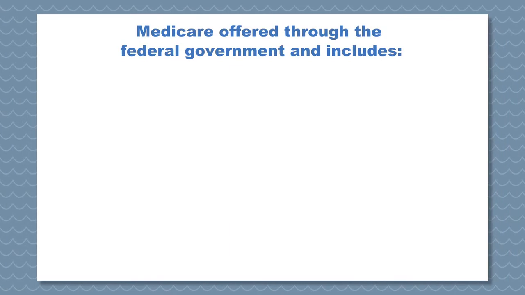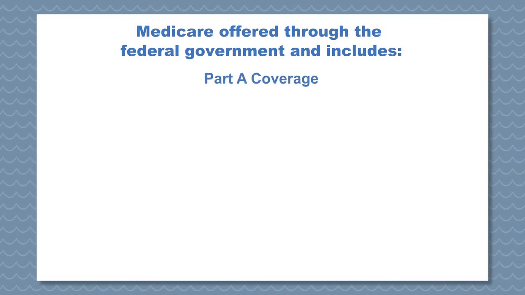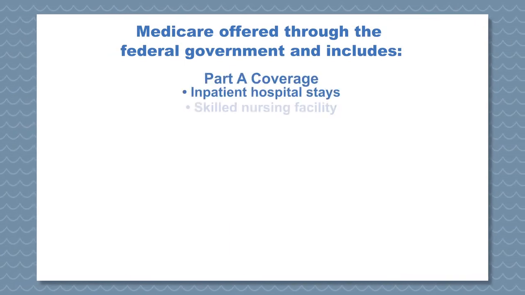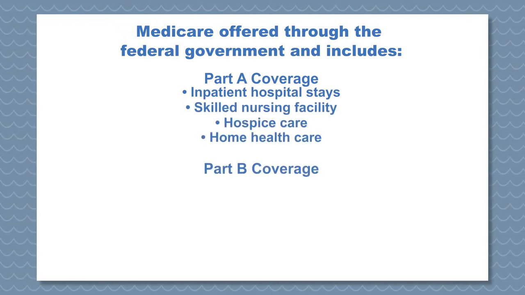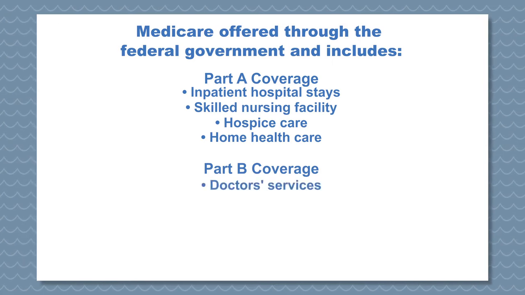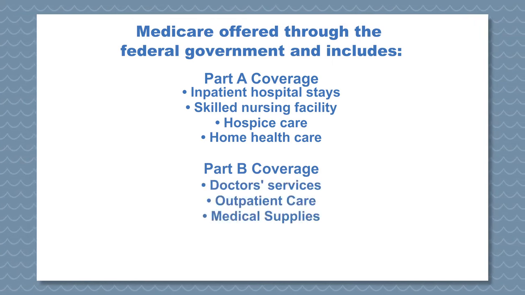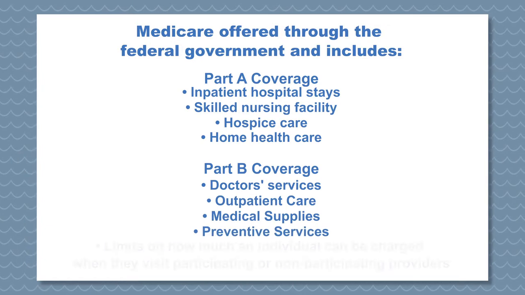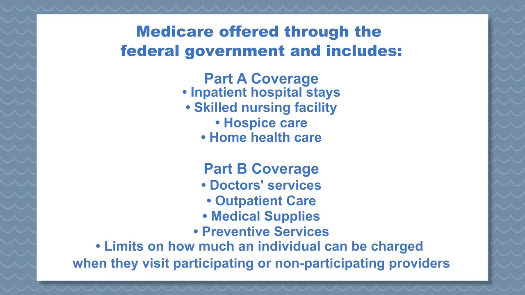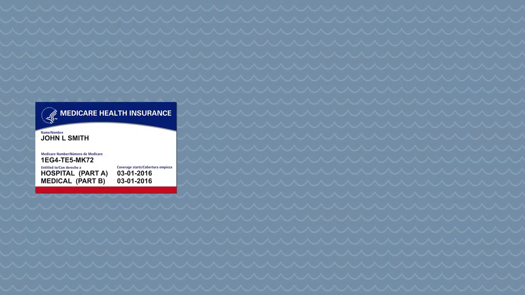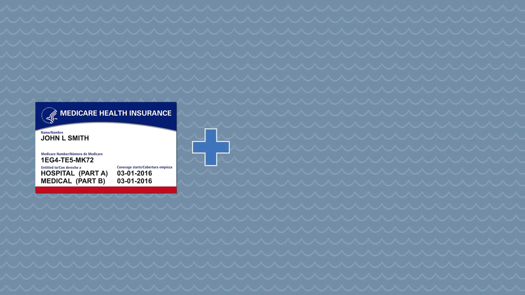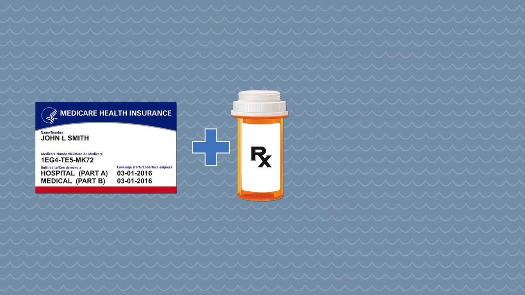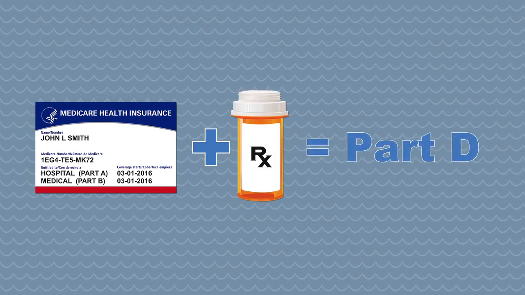Medicare is offered directly through the federal government and includes Part A coverage, which is inpatient hospital stays, care in a skilled nursing facility, hospice care, and some home health care. Part B coverage is for certain doctor services, outpatient care, medical supplies, and preventative services. Medicare also puts limits on how much an individual can be charged when they visit participating or non-participating providers. When the beneficiary is enrolled in original Medicare, they receive a red, white, and blue Medicare card. The beneficiary would also have to consider purchasing Medicare prescription drug coverage separately, which is the Medicare Part D plan.